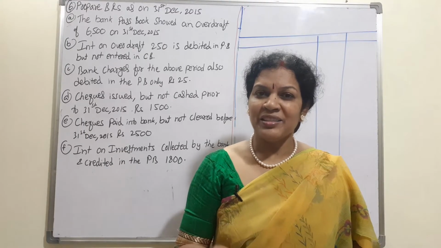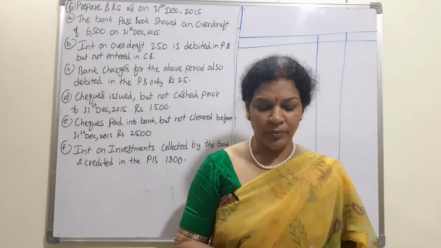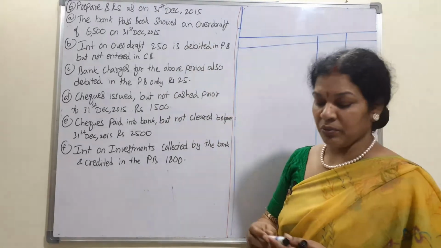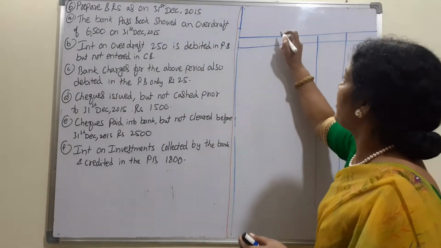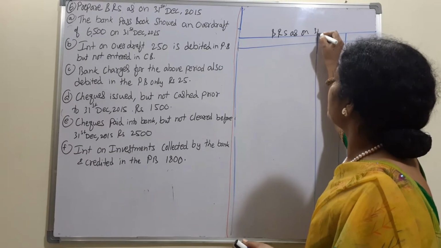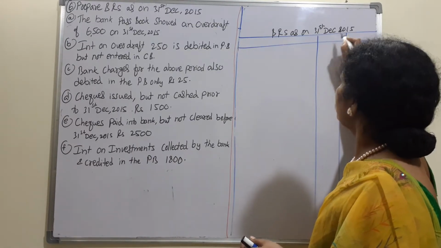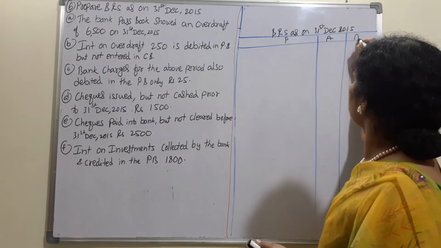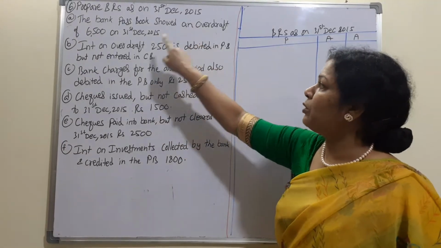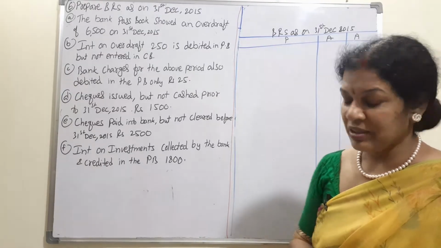Now whatever balance is given, according to the same book only we'll see. You can observe through the problem. Here the problem is given: prepare BRS as on 31st December 2015. So we'll write the heading BRS as on 31st December 2015. Means only for this month we are preparing. Particulars, amount. What is given? The bank passbook showed an overdraft of 6,500. Passbook overdraft balance is given, so we'll write the same thing.